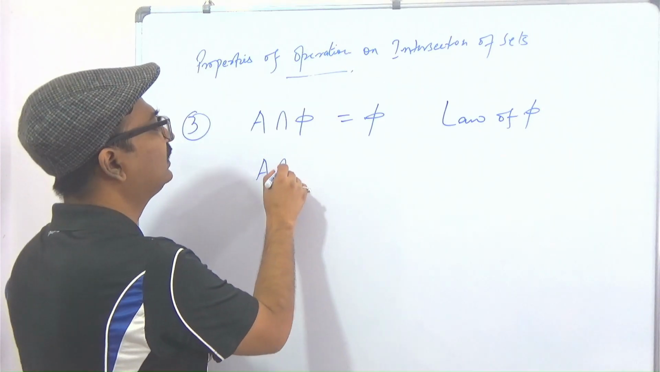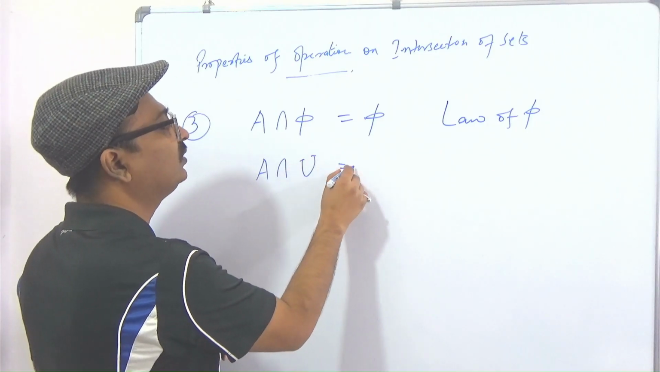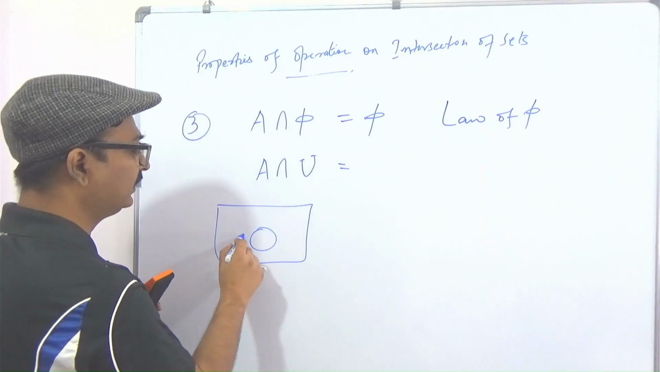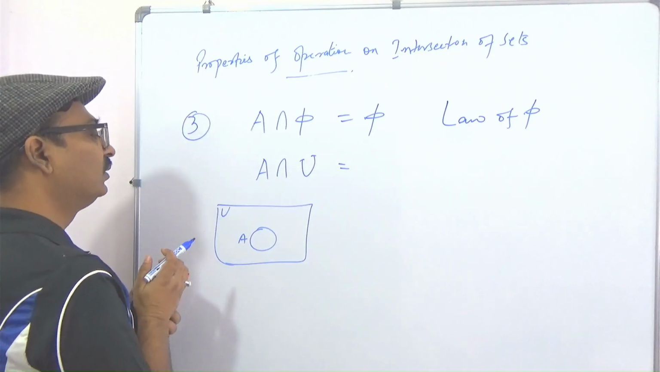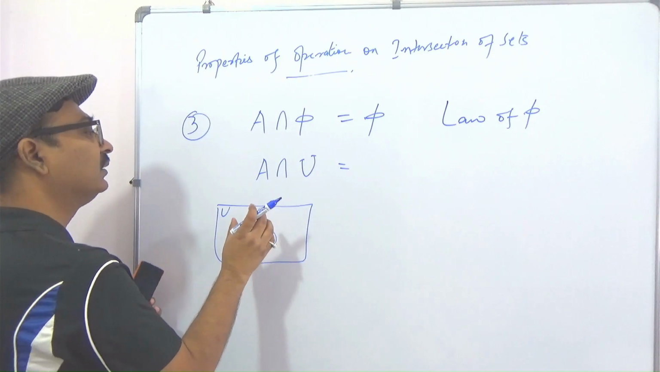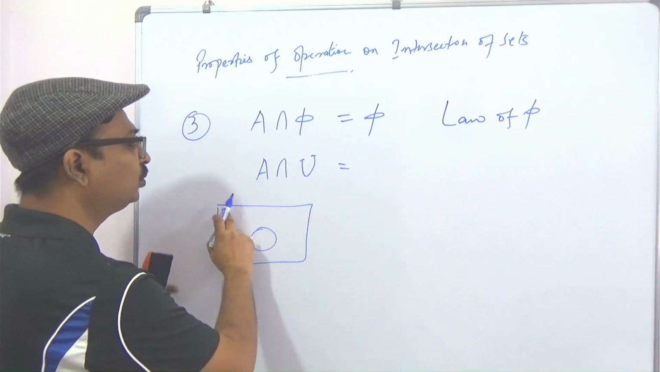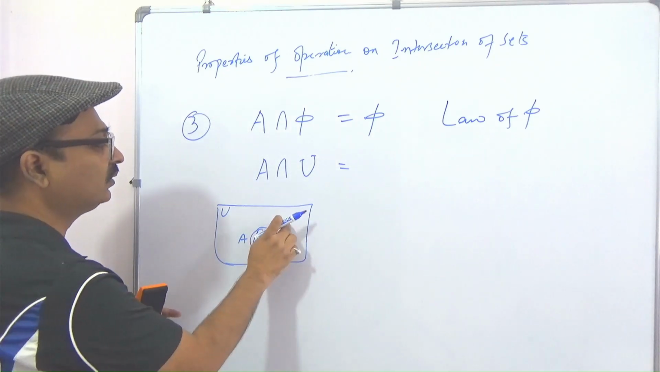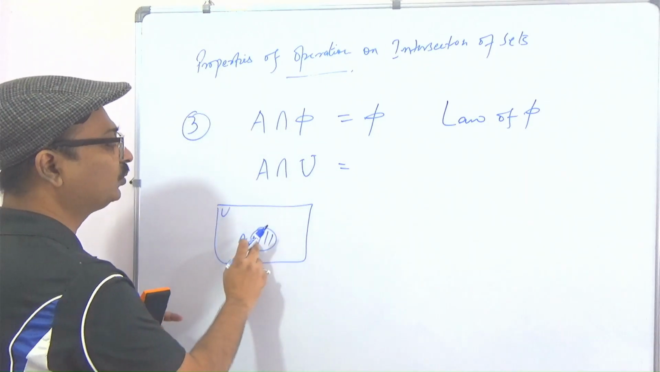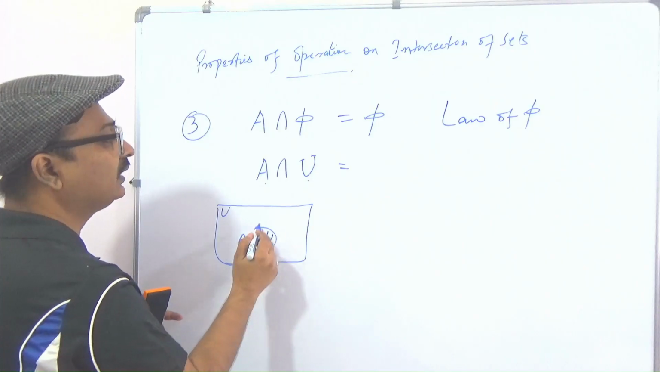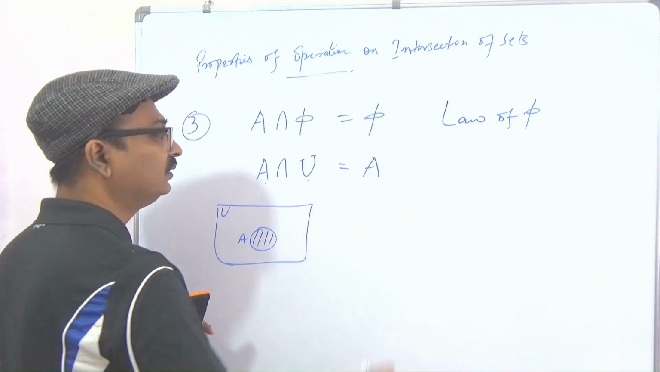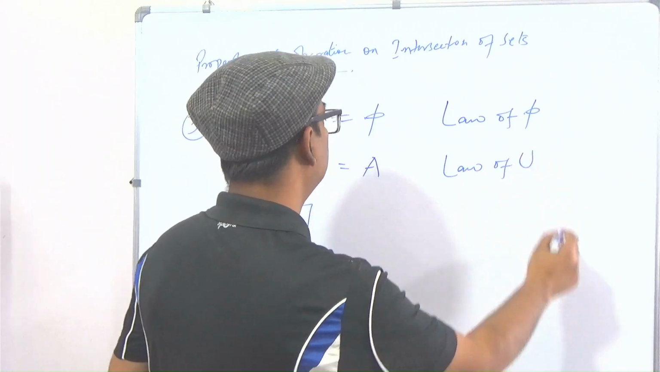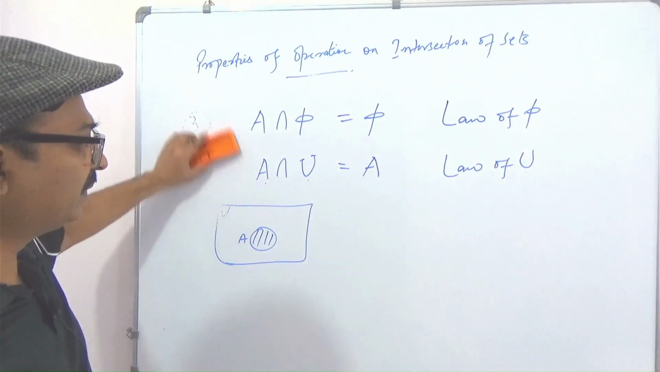Similarly, if we have A intersection U, we have the universal set. This is the universal set, and we have A here. What is common between this U and A? Only this is common. This is not common, this is out of A. So what is common between A and U? It's A. So A intersection U is A. This is called the law of U. So this is the third property.